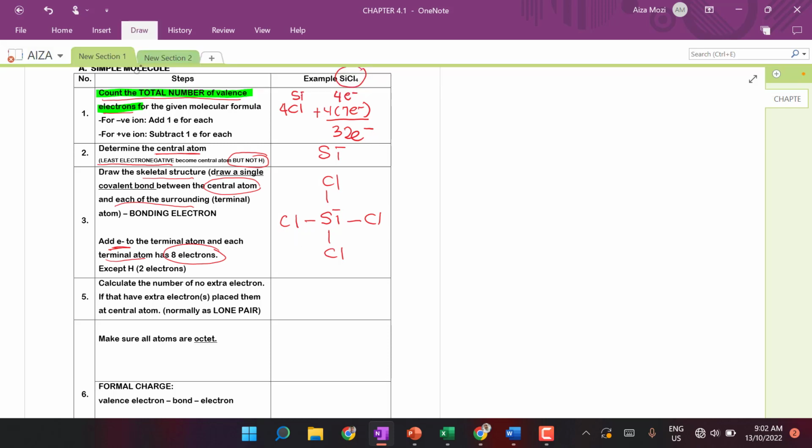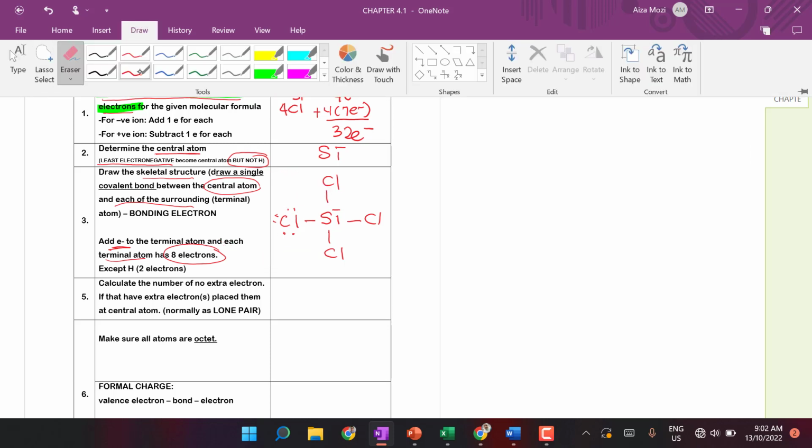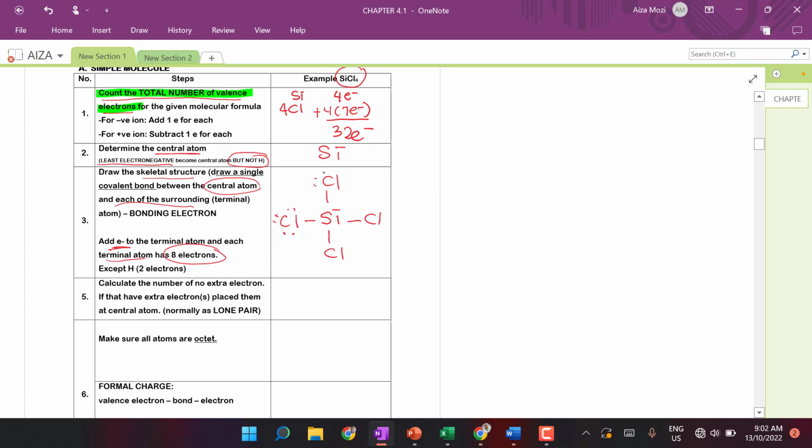Okay, because chlorine already has 2, so we add another 6 electrons. Okay, so this electron pair we call a bonding electron. So these electrons we call a lone pair. So chlorine has 1 bonding pair and 3 lone pairs. Okay, so next, you need to add electrons so that chlorine will have 8 electrons.